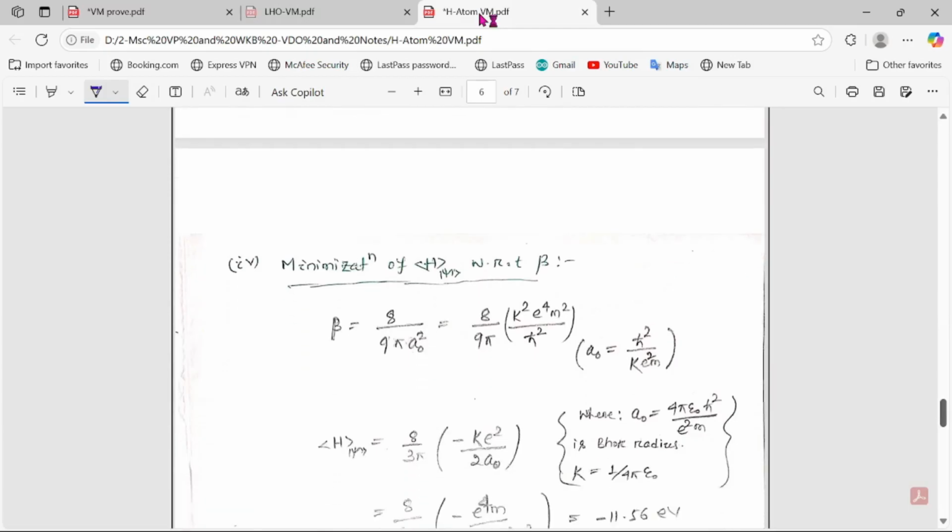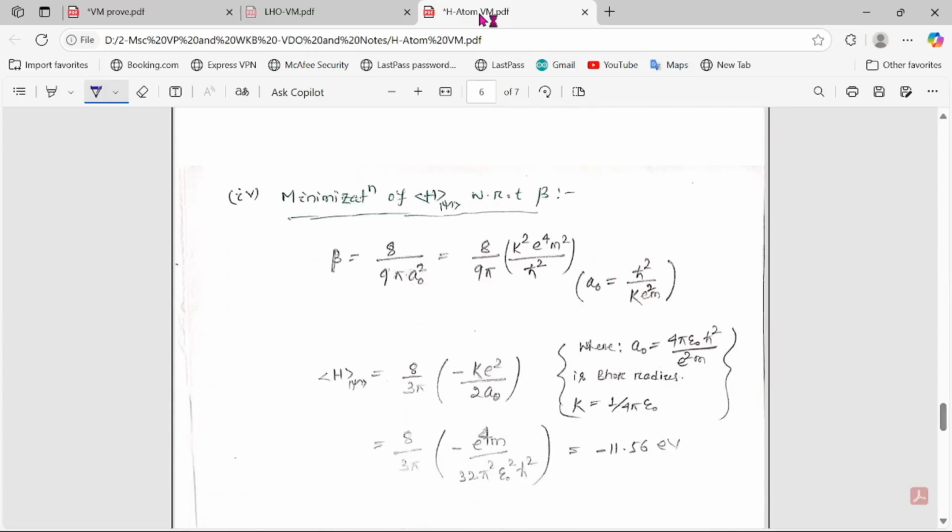When you apply the minimization condition to evaluate the beta value, you find that beta is 8 by 9 pi a naught square. Here, we know that h square by m is k e square, which we discussed previously. Here a naught is nothing but 4 pi epsilon naught h square by e square m, or the 4 pi epsilon naught can be written in the denominator, so this value will be k. So instead of 4 pi epsilon naught we can write k, no problem. So this is your beta value.